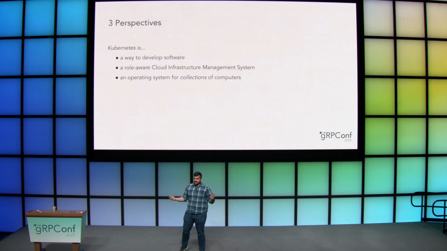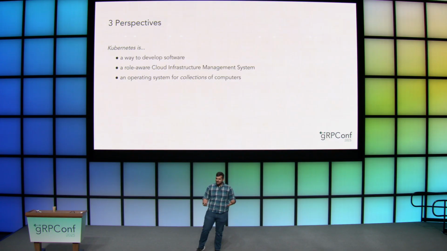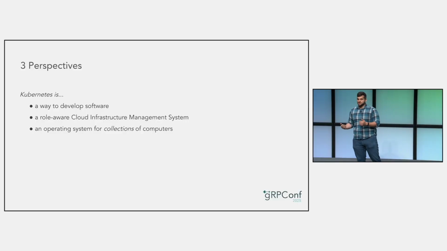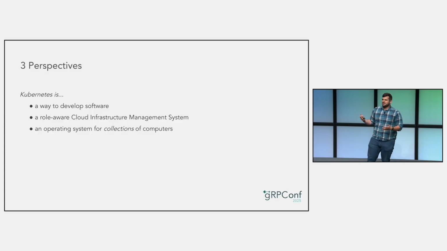So the way I'll do that is by giving you 3 different answers to the same question. What is Kubernetes? Each answer will look at Kubernetes through a different lens, revealing different aspects of it, and hopefully giving you a broader understanding of it. So first, we'll go at it very practically and see what it's like to develop software and deploy it on Kubernetes. Then we'll see how Kubernetes makes it easier for teams to interact with different job functions to collaborate within a company. And finally, we'll zoom out and be a bit more abstract, seeing Kubernetes as an operating system for collections of computers.